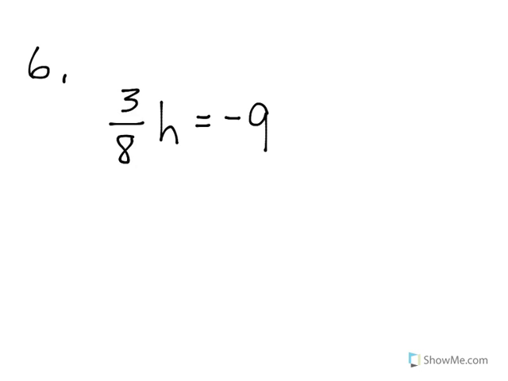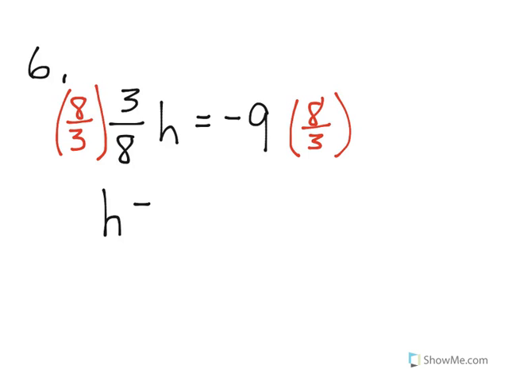Okay, so we need to get h by itself again, so we are going to multiply both sides by the reciprocal of the 3/8, which is 8/3. So again, the 8 times 3 over the 3 times 8 gives me 24 over 24, which is 1. So on the left side of the equation, I just have my h.